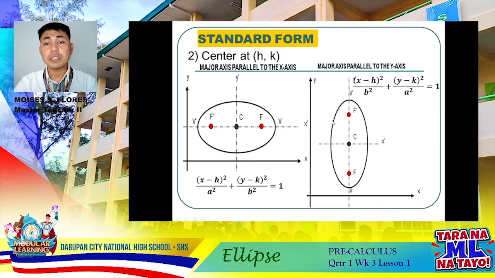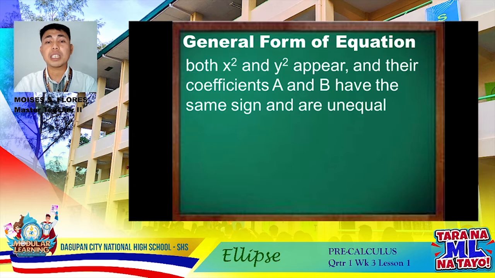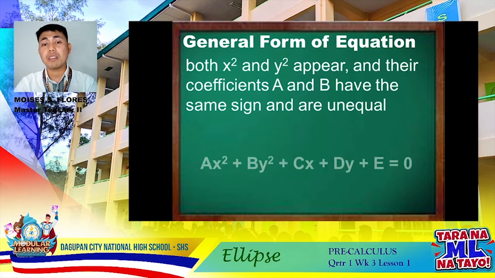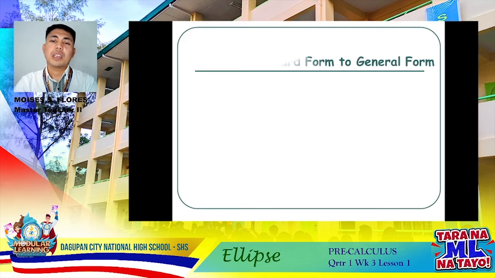After the standard form, let's proceed now with the general form. Our general form states here that both your variables x and y appear in the second degree. And take note, they have the same sign, they're both positive, but they have different numerical coefficients, as denoted on our form: ax squared plus by squared plus cx plus dy plus e equals 0. Again, take note, the general form is always equated to 0. A while ago, in the standard form, it is equated to 1.